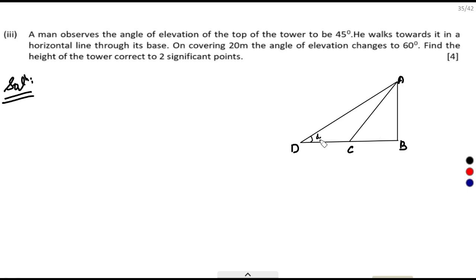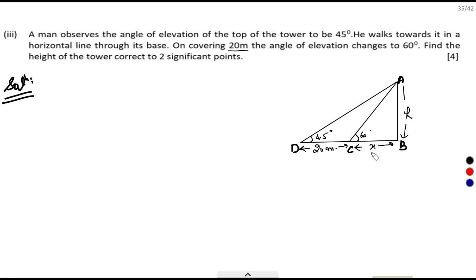AB is the tower and the angle of elevation from D is 45. He walked towards it in a horizontal line through its base. On covering 20 meter, the angle of elevation changes to 60. At point C, angle of elevation is 60 and this distance is 20 meter. Find the height of the tower. We have to find AB. Suppose it is H and this is Y and this is X, BC.